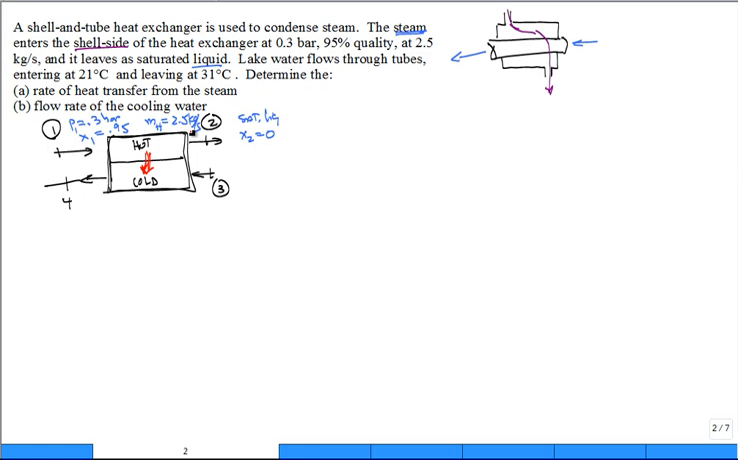Lake water flows through tubes, enters at 21 degrees C and leaves at 31 degrees C. It's lake water, right? Knowing a little bit about those temperatures, they didn't say anything about the pressure, but it's coming from a lake. What do you think the pressure would be? Lake atmospheric pressure, about 100 kilopascal, right? Do you think that water is going to stay in the liquid phase all the way through that heat exchanger? Sure, it's not even close to 100 degrees C. It just went from 21 to 31. So it picked up some heat, then it was dumped back into the lake.